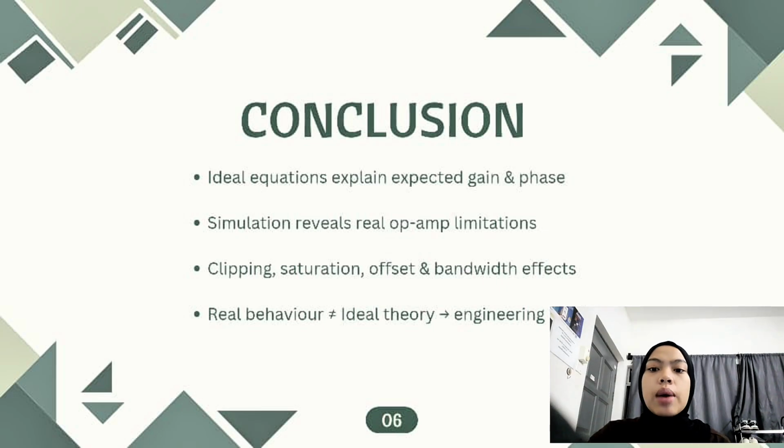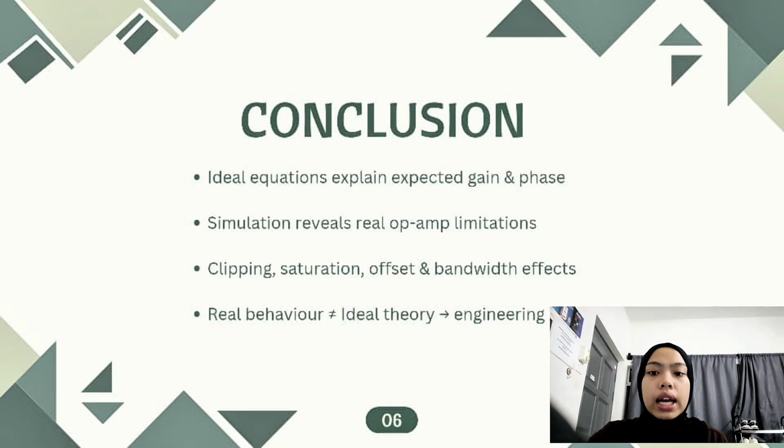In conclusion, this lab helps us understand how op-amp circuits behave in both theory and simulation. The inverting, non-inverting, integrator, differentiator, and summing amplifiers follow the ideal equations, but real op-amps have limitations such as saturation, finite bandwidth, and slew rate.